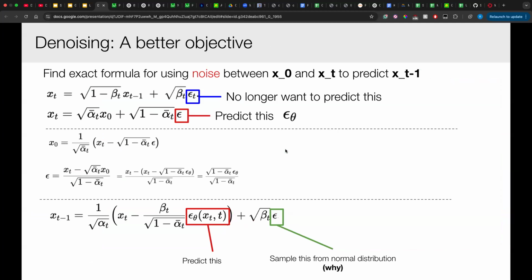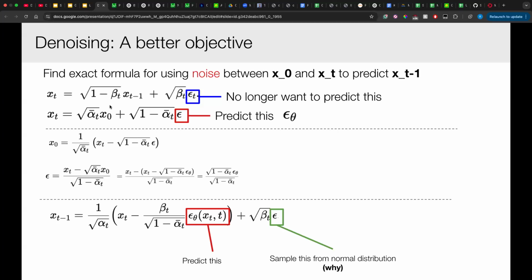Okay, back to equations, yay. We've seen these top two before. The first one is how to go from x of t minus 1 to x of t from the noising step. The second one is equivalently the same thing, but in terms of how to go from x0 to x of t. These are the same equations, but this one's more important, because remember, we want this x of 0, we want this epsilon theta.